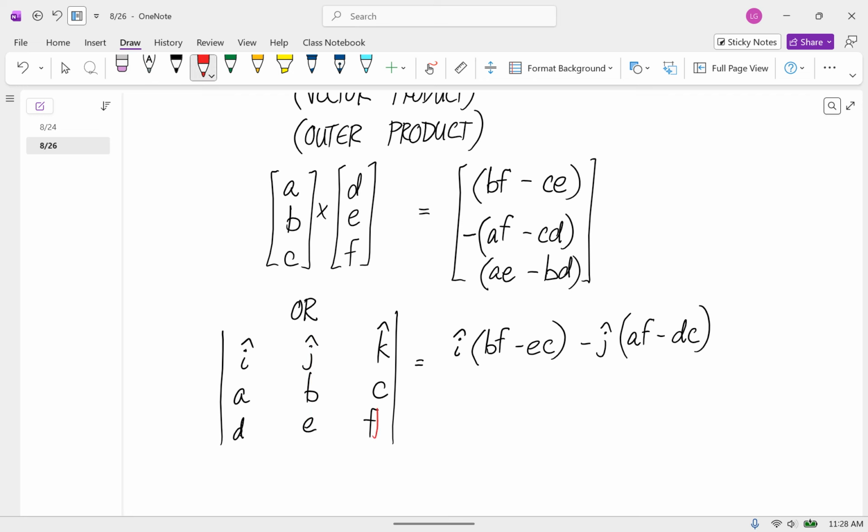And then for the Z component, we'll cross those out, and we'll go plus K times AE minus DB. And you can see that those give the same answer. Some people are just used to thinking about it this way.